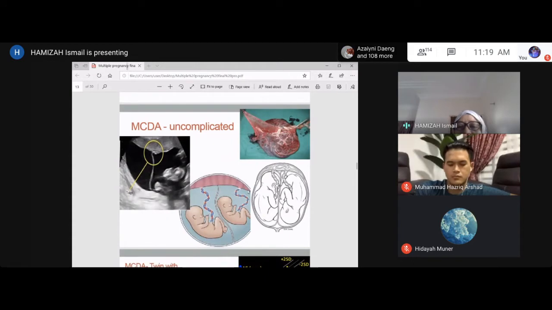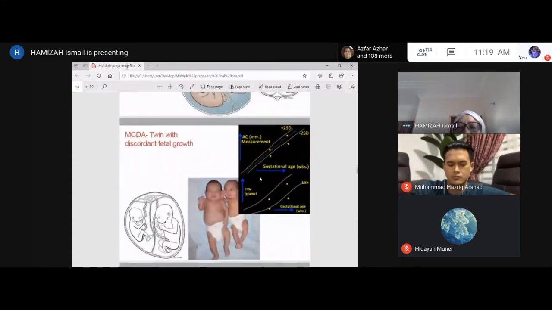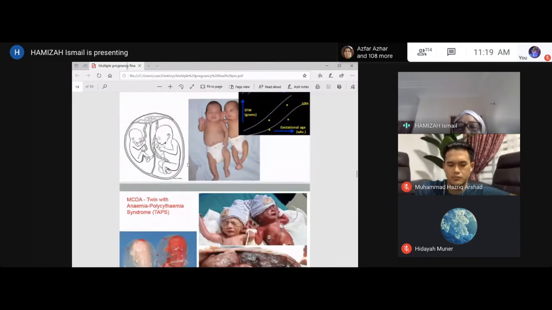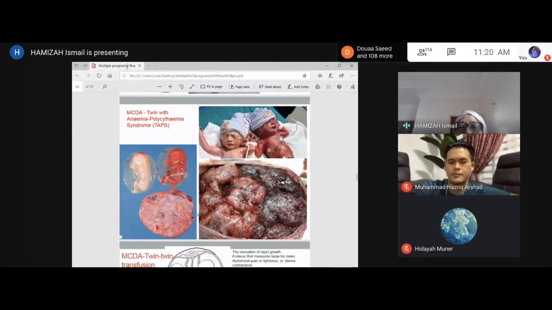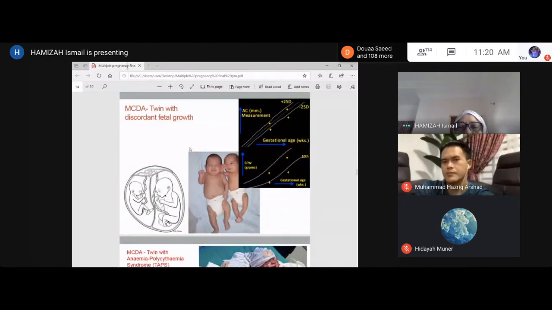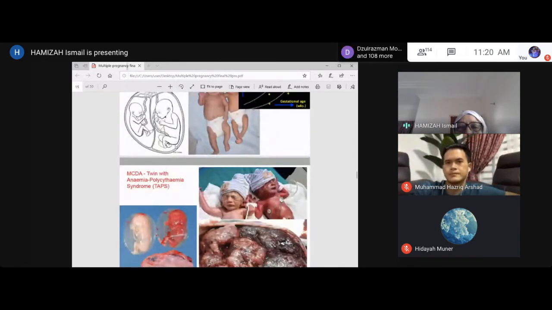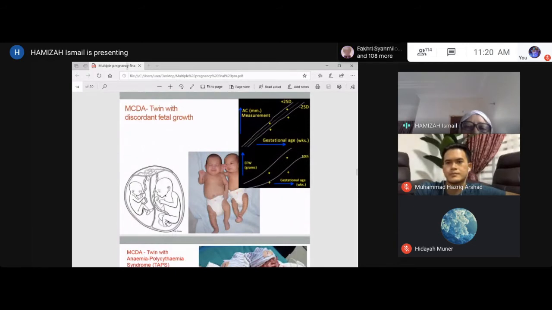So this is MCDA uncomplicated. So MCDA twin with discordant fetal growth. TAPS usually the size and growth do not differ much, but one is anemic and one is polycythemic. Usually discordant growth does not have much anastomosis of the blood supply, but it depends on where the placenta is. Sometimes if the placenta is right at the fundal, then it reaches good blood flow. But if the placenta is probably at the lower segment or near the side, there is less blood flow.